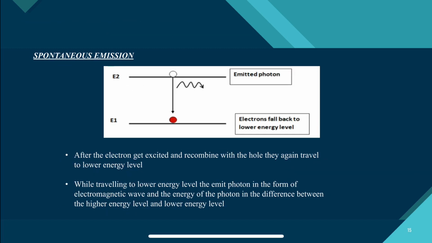The second one is spontaneous emission. After the electron gets excited and recombines with the hole, it again travels to a lower energy level. While traveling to the lower energy level, it emits a photon in the form of an electromagnetic wave, and the energy of the photon is the difference between the higher energy level and the lower energy level.